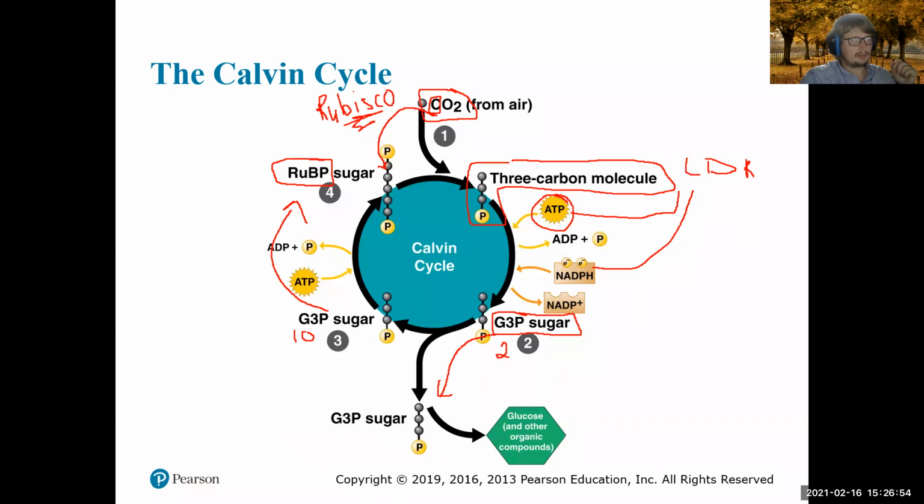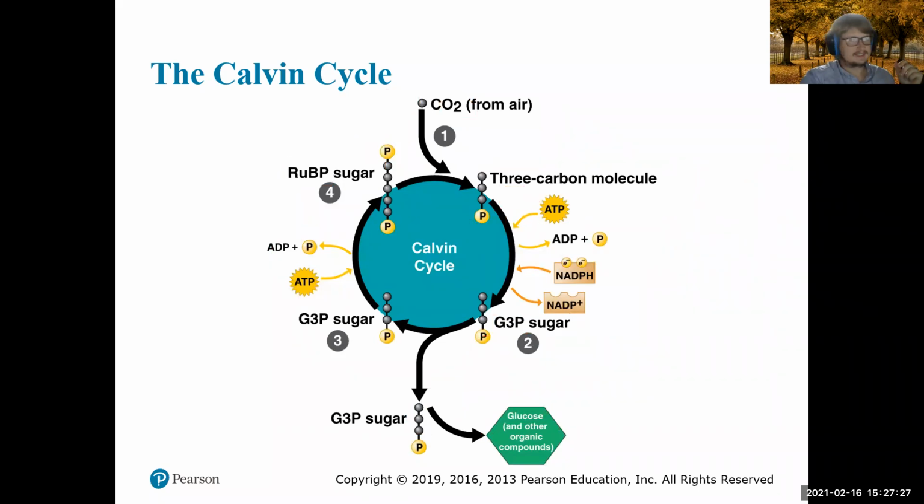So these G3P sugars are 3 carbon molecules. So remember, glucose is 6 carbon. 1, 2, 3, 4, 5, 6. Okay. And so you'll have 2 of these molecules to make a glucose molecule, or they can go on to make other organic compounds.